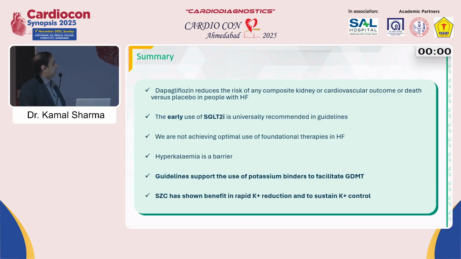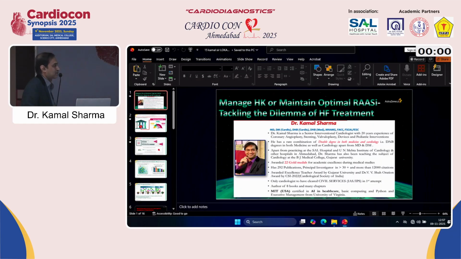To summarize, of course, we know SGLT2 is universally recommended. I'm sorry, I'm creeping into the slides of my previous speakers. Hyperkalemia is a problem with ACE, ARB, ARNI, MRA, the 4 pillars of heart failure. Here you have the choice of supporting the 4 pillars without worrying about the biggest problem or inhibitor of the same. SZC has shown to benefit rapid potassium reduction and maintain the control. Thank you very much.